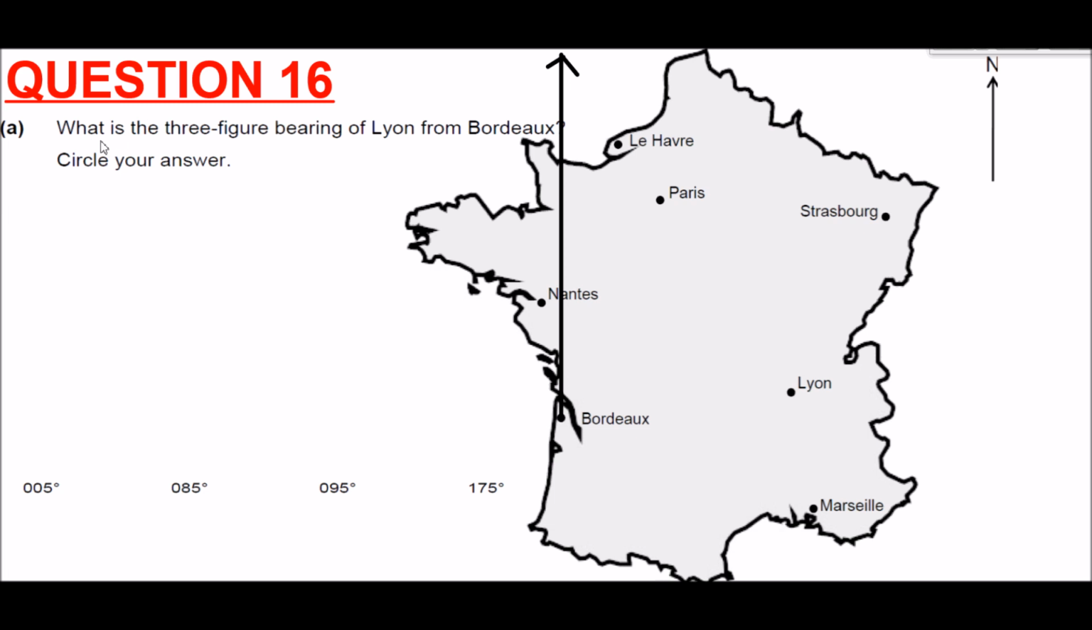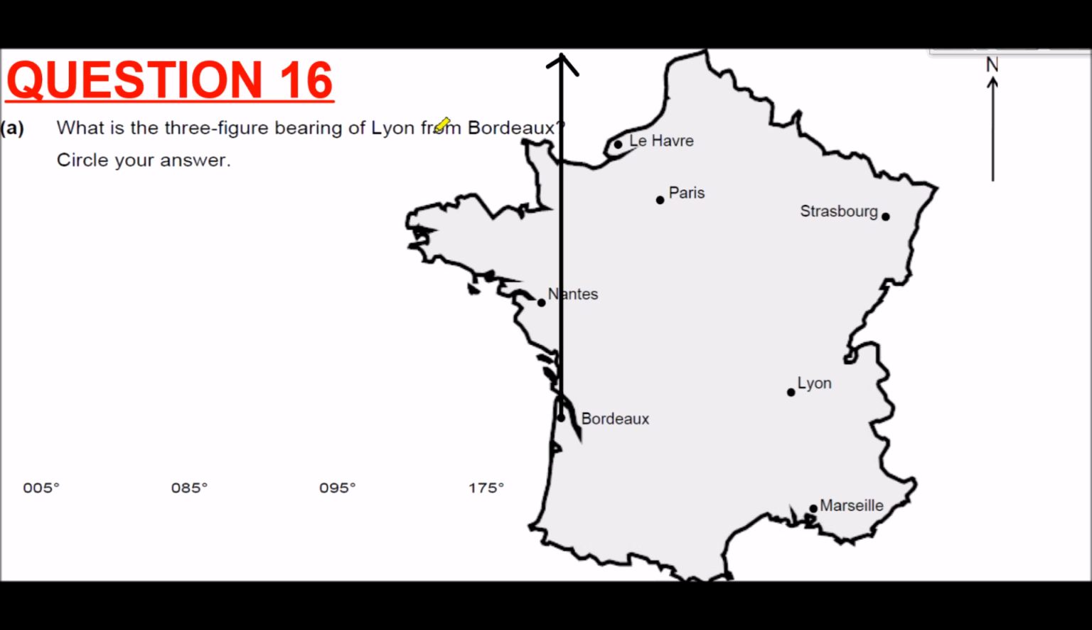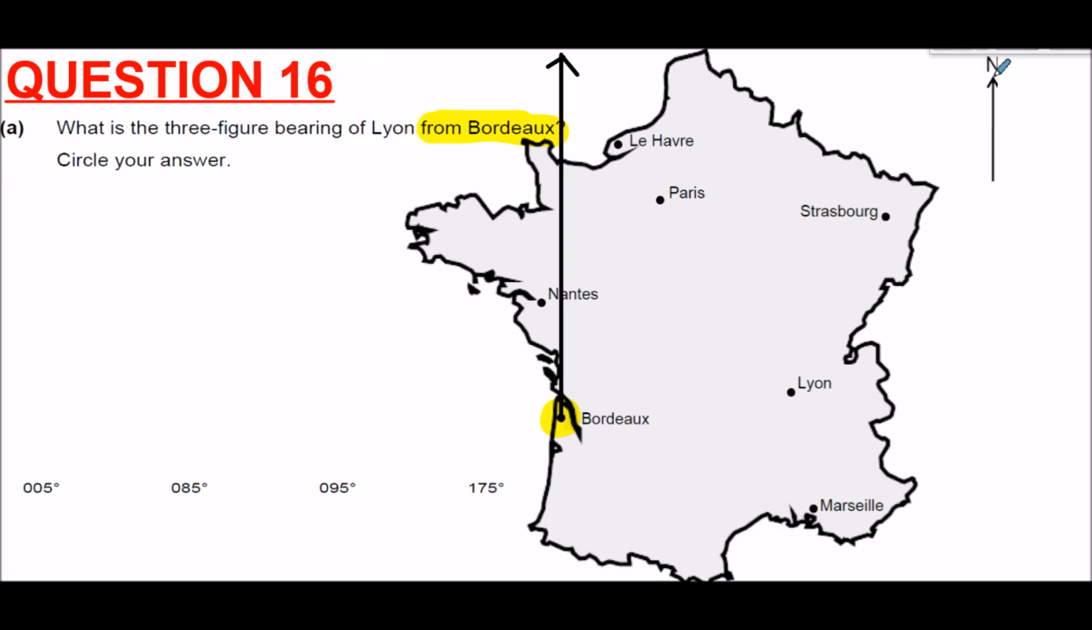Question 16 says, what is the 3-figure bearing of Lyon from Bordeaux? Now my tip for bearings is that whatever we're measuring the bearing from, we pay particular attention to. So because we're measuring from Bordeaux, we're going to start measuring from Bordeaux. And as well, bearings always are measured relative to north. And so this is why from Bordeaux, I've drawn a straight line going up, which represents north.